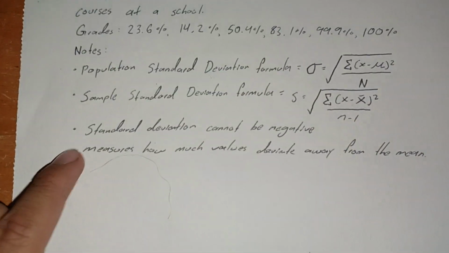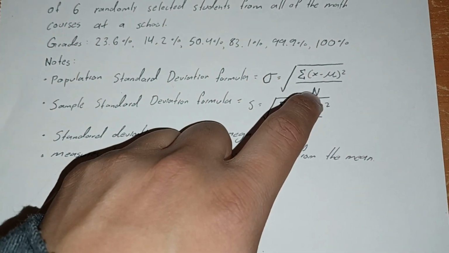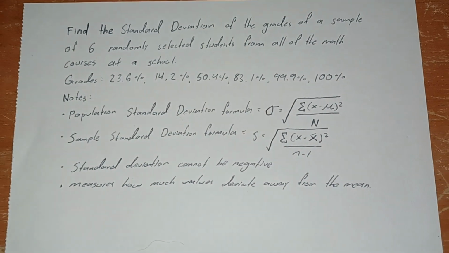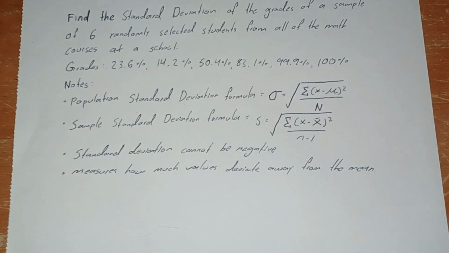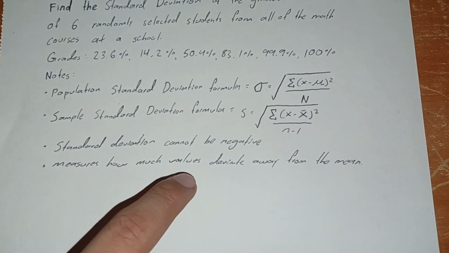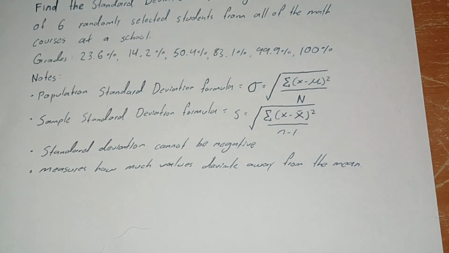So the standard deviation cannot be negative. Whatever you compute from this cannot be negative. If it's negative, then you need to fix something. The standard deviation measures how much the values deviate away from the mean. So it pretty much measures how spread apart the data is.